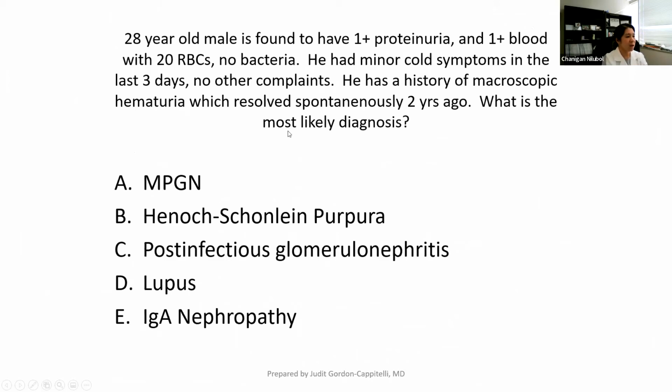So the last case here, I want to mention IgA nephropathy. A young man has some proteinuria and some microscopic hematuria. Before this, he had some cold symptoms, but really no other complaints. And in the past, he remembers having gross hematuria, which just went away by itself.